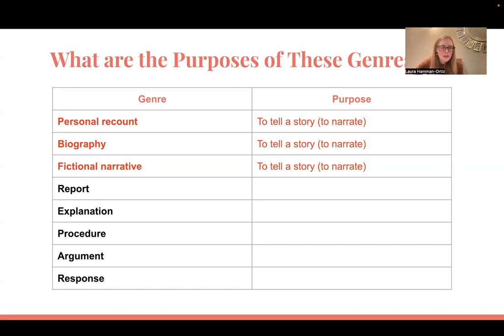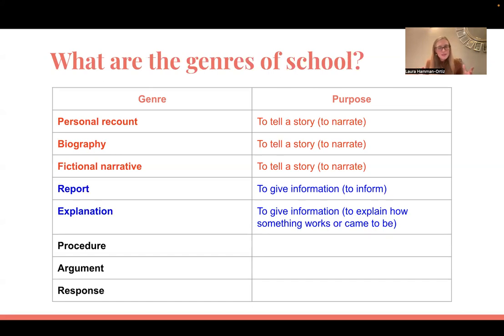The purpose of a report and an explanation are also grouped together: to give information, one to inform and one to explain how something works or came to be. A procedure gives instructions, an argument persuades, and a response is responding to or analyzing something. And so we can see how the purpose of all of these different types of texts varies, or areas where they're similar, and that helps us to think about how we want to organize the text and what language features we would use in order to successfully write the text.